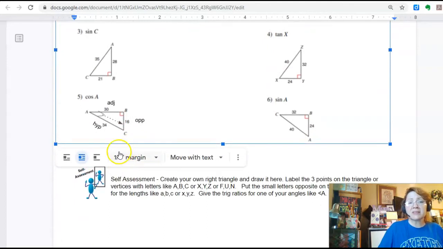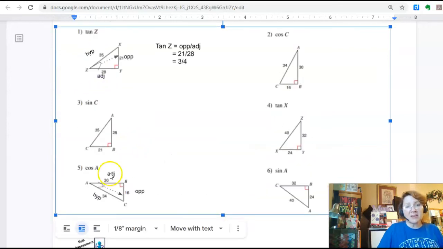Taking a look at the last couple here, sine of C, I'd have to label and say, here's my C, here's my opposite, this is my hypotenuse, and this is my adjacent, kind of like what I did for numbers 1 and 5. I labeled them for you. So go ahead and label it, and then remember what sine is. Sine is opposite over hypotenuse, and then you just put the two numbers in and you reduce.